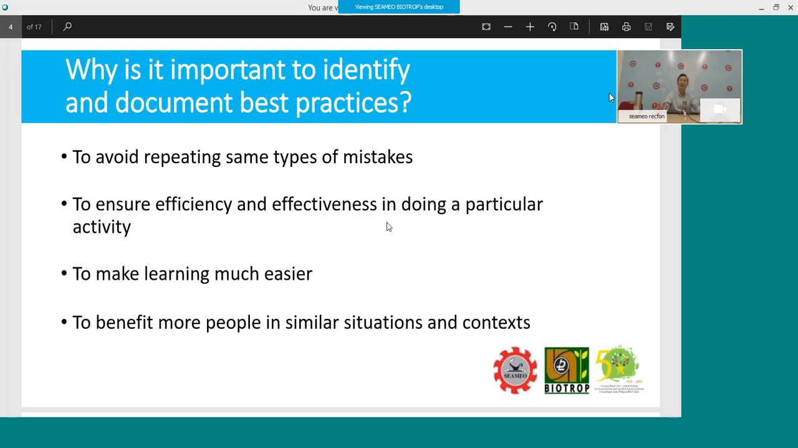And if we have a best practice, then it will be very easy for teaching people. When we teach the best practice to people, they will see the result right away. Then they would not be creating the same mistakes again, because they are already adopting the best practice that we have documented and have proven to really work well with us. And also, if we already have all this documentation of our best practice, it will benefit more people in similar situations and contexts to what we have in our school.